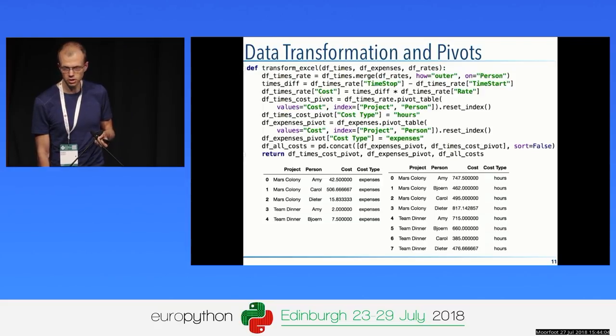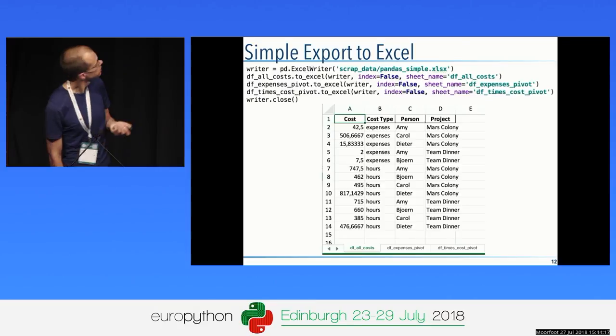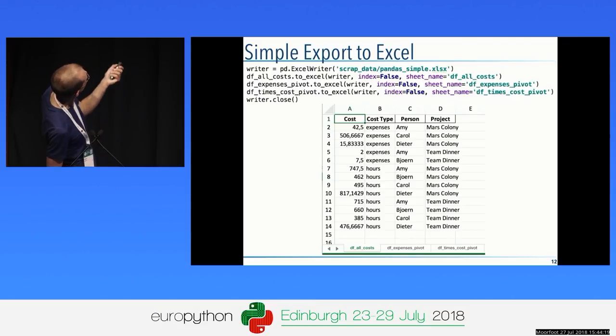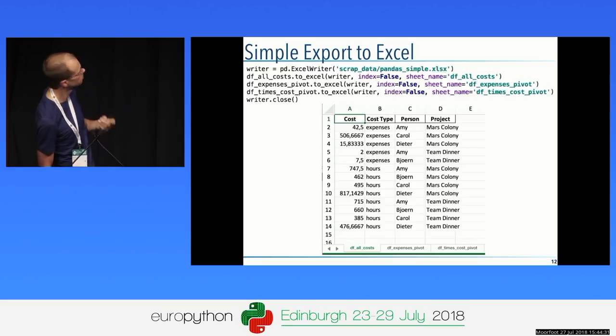And the calculation is now copy and paste proof. If you have to do this multiple times, you can do it multiple times. You can even do it on a server. I think it's nicer than doing it manually. So this is what we end up with. So we have the different cost positions. Where does it come from? Is it working time or are these expenses? Who is responsible for it? And we have, well, two projects, team dinner and Mars colony. So it's two rather, well, let's say, ambitious things.